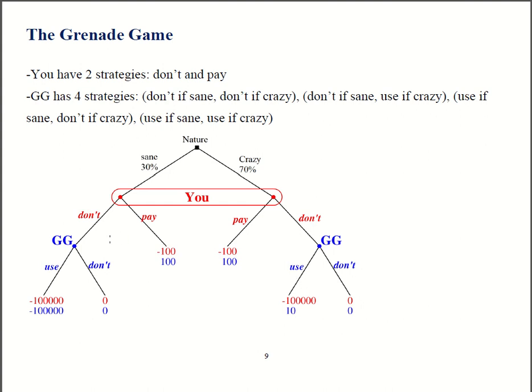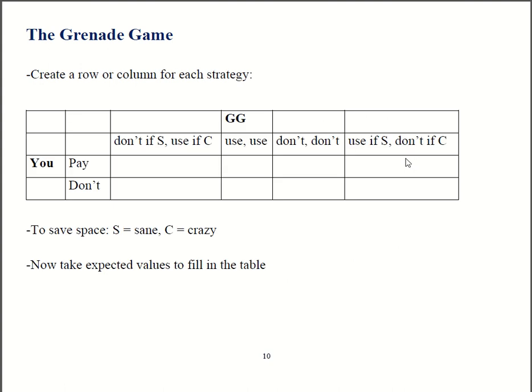Alternatively, Grenade Guy could use the grenade if sane and don't use if crazy. That gives us a total of 4 strategies. So that means our table is going to have 4 rows or columns for Grenade Guy and 2 for you. Now, because of the uncertainty here, as we don't know which node we're at, you're going to have to take expected values in order to find your expected payoff.